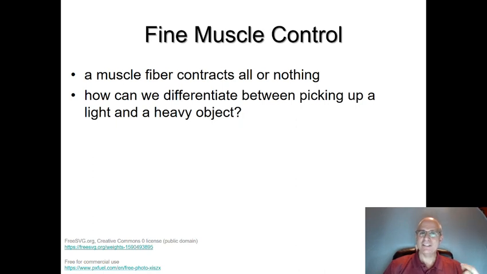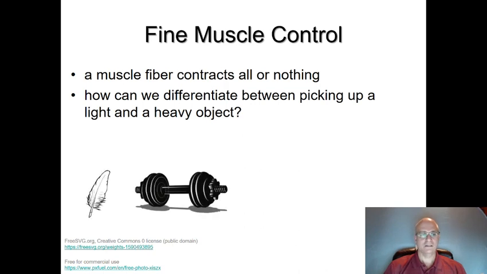But how do we differentiate between picking up something light, like a piece of paper or a feather, and picking up some great big hand weight? Right? So do we pick up the feather the same way we pick up the hand weight? Okay, if we picked up the feather the same way we pick up the hand weight, we'd contract with such force, we'd probably hit ourselves in the face.